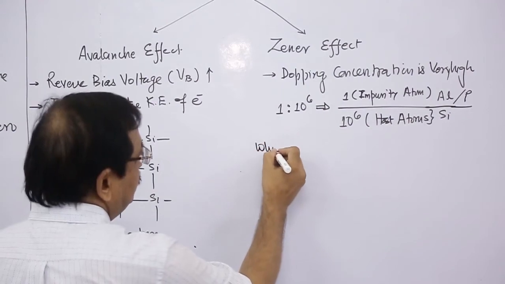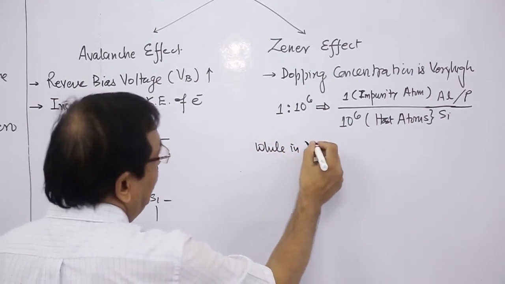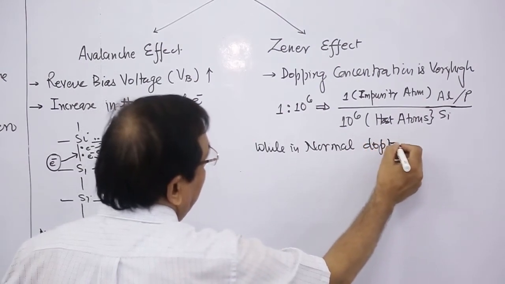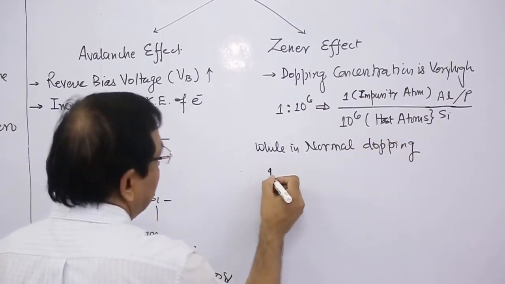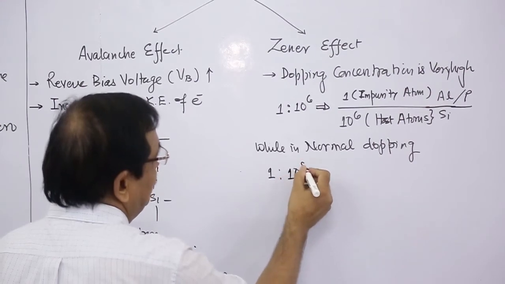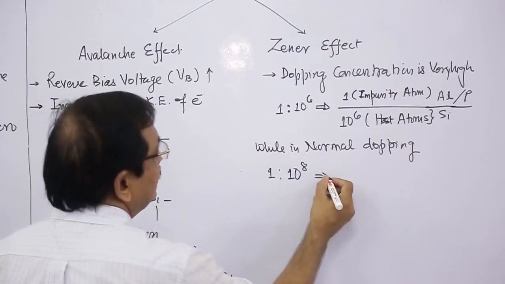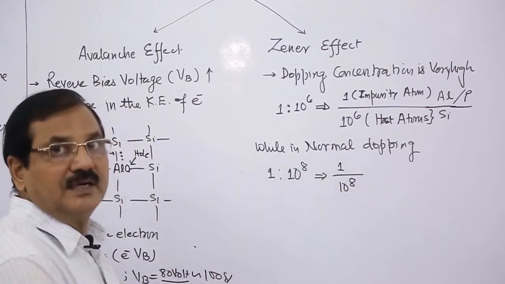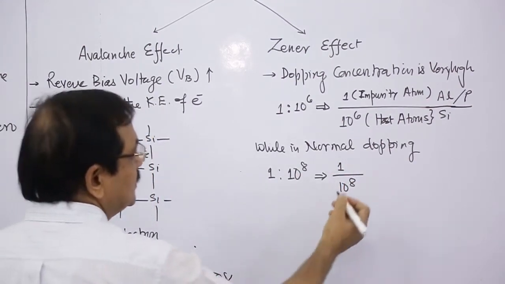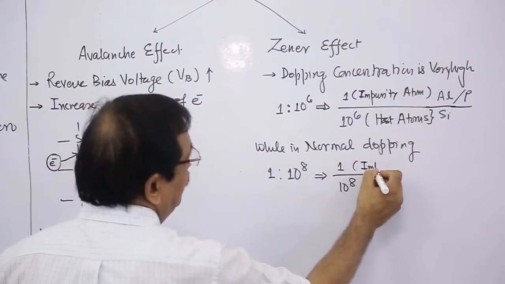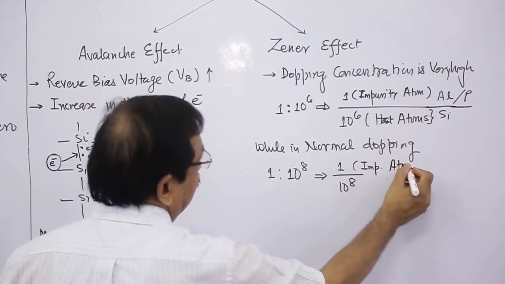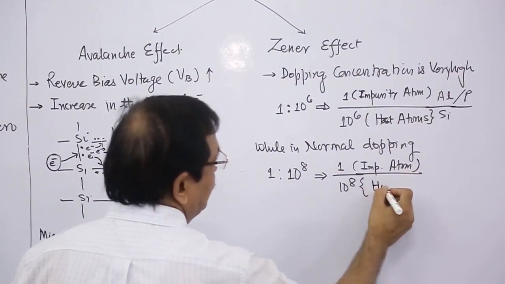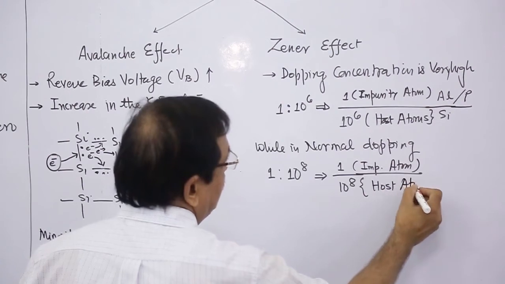While in normal doping, this ratio is 1 into 10 to the power 8. That is 1 upon 10 to the power 8. 1 upon 10 to the power 8 means one impurity atom, and here this is the host atom. Here it is the host atom.